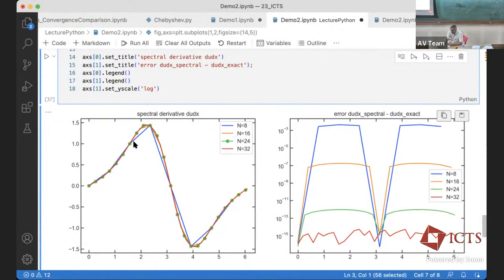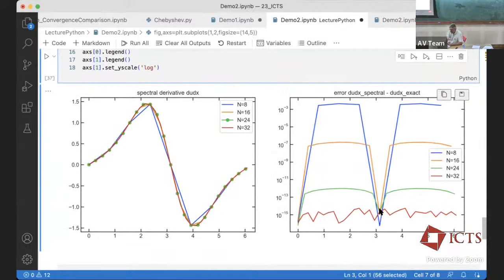So to see how good this actually is, the right panel plots the differences between the exact derivative and our spectral calculation of the derivative. And with 8 points, you're up at just above 10 to the minus 3. With 16 points, you're at 10 to the minus 7. With 24 points, you're at 10 to the minus 12. With 32 points, the whole calculation saturates at around 10 to the minus 15, because this is approximately the accuracy with which computers represent floating point numbers.